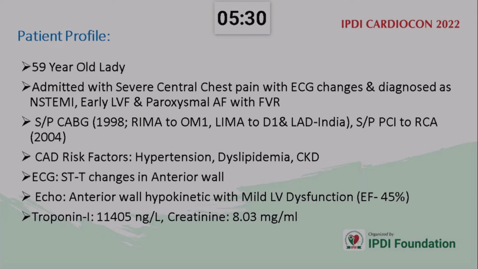She is a known case of status post CABG, LIMA to OM1, LIMA to diagonal and LAD in India in 1999. Status post PCI to RCA in 2004. Her cardiac risk factors are hypertension, dyslipidemia and CKD. ECG showed ST-T changes in the anterior wall and echo showed anterior wall hypokinesia with mild LV dysfunction, EF 45%. Troponin I was more than 11,000 and creatinine 8.03.